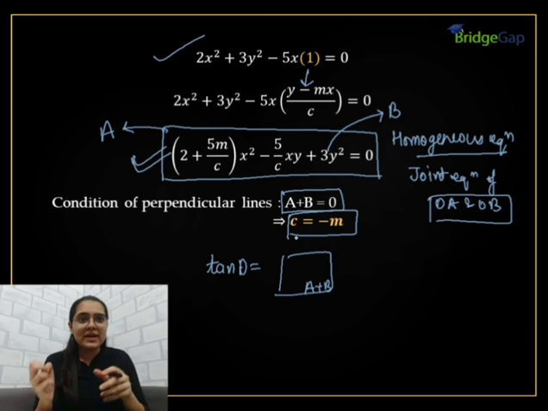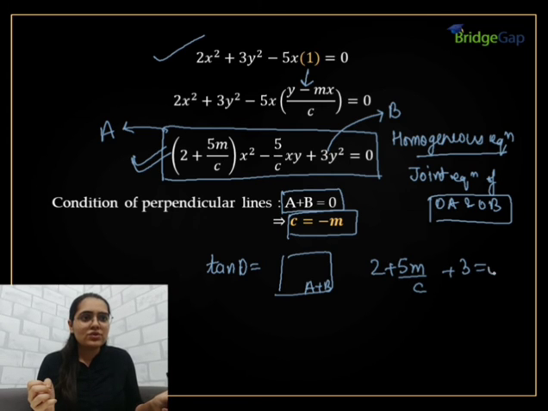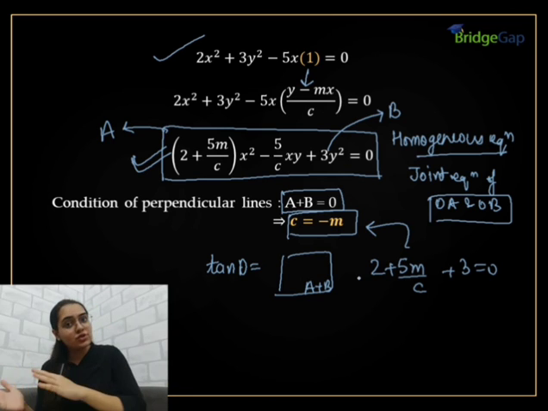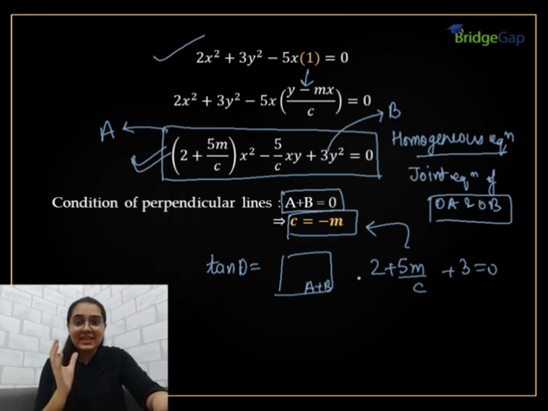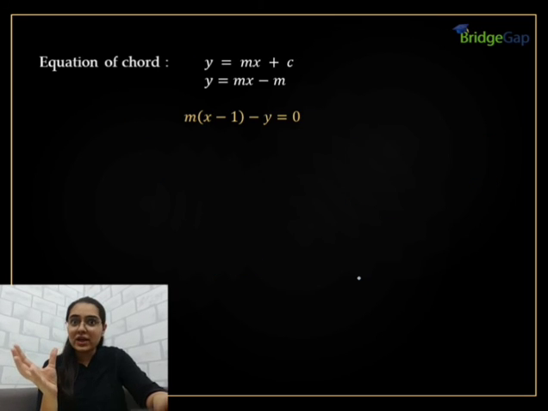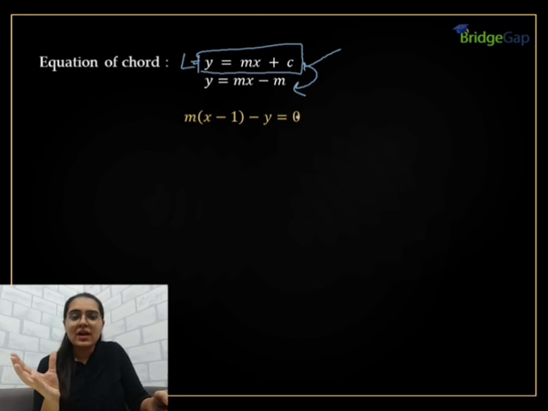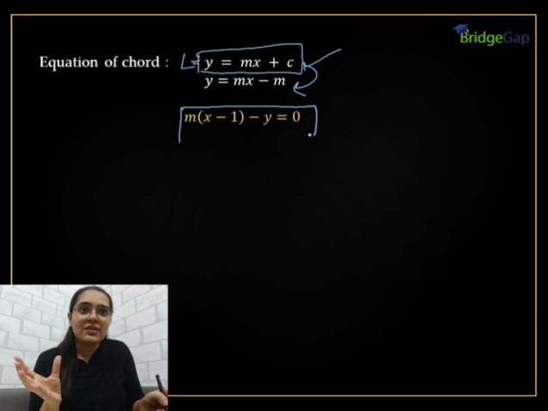So what do we have here? We get c equal to minus m when we do it like this. 2 plus 5m by c plus 3 equals 0. When you solve this, you will get c equal to minus m. Now what do we do with this c equal to minus m? We go back to the beginning. What was the initial equation of straight line that we assumed for L? y equal to mx plus c. This was the equation that we assumed for L. Now what do we do here? We put c equal to minus m here, and this is the equation that we got.